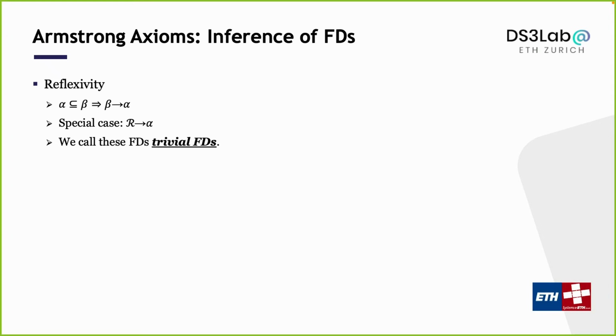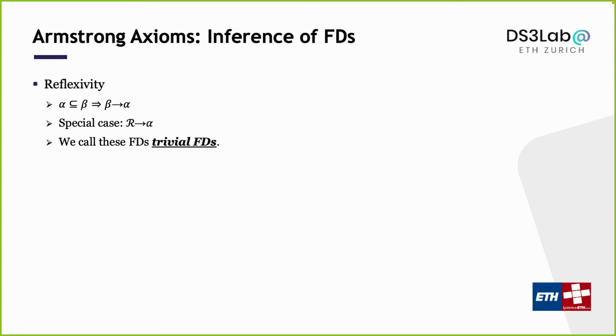So, we call this one trivial, okay? So the first rule gives you a whole bunch of trivial functional dependencies. Remember the word trivial, because down the road when we talk about a trivial functional dependency, we mean this type of functional dependency: the left-hand side is a superset of the right-hand side.